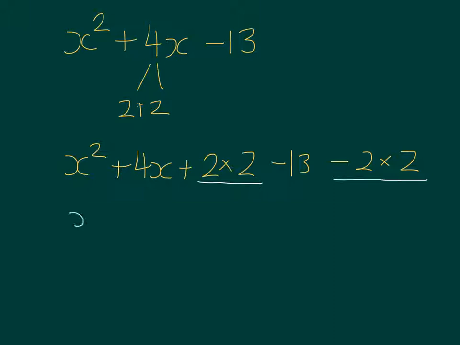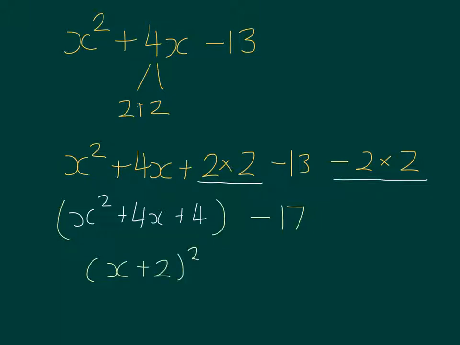So we have x squared plus 4x plus 4, which is a perfect square, and we have minus 13 minus 4, which is minus 17. So this becomes x plus 2 all squared, because it's a perfect square, and we're taking away 17.